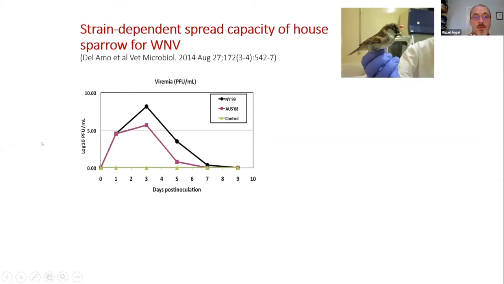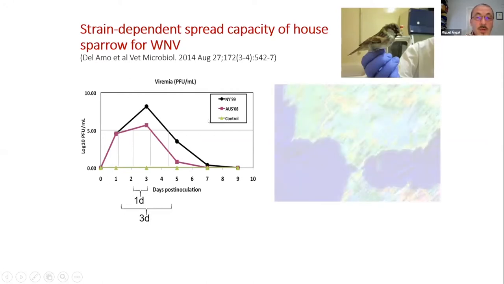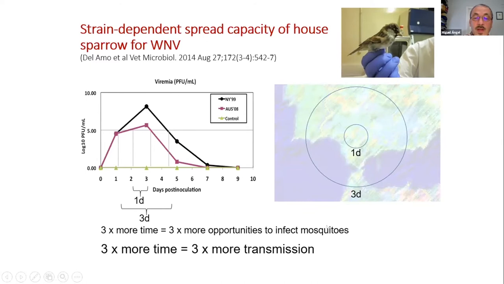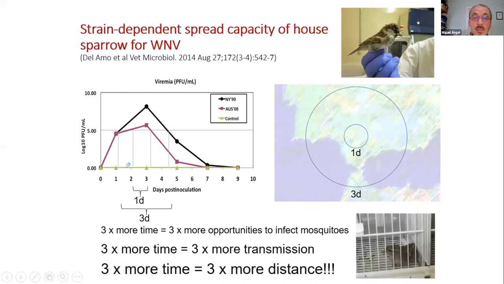What can we conclude from this experiment? You can see here the viremia profiles using lineage 1 and lineage 2 strains. The lineage 2 strain from Austria can be transmitted for shorter times than lineage 1. That is more or less 1 day for lineage 2, 3 days for lineage 1. What does it mean? It means more time, more opportunities to infect mosquitoes, more transmission, and more distance. So, indirectly, we can draw conclusions from this experiment on the ability of house sparrow to spread different strains of the virus.